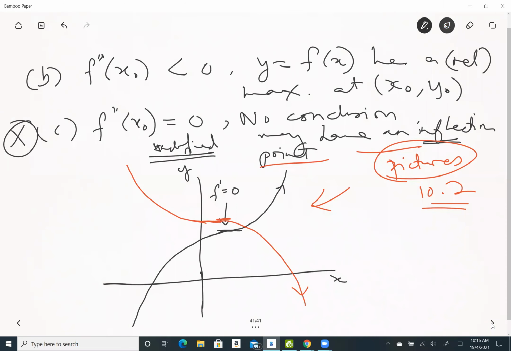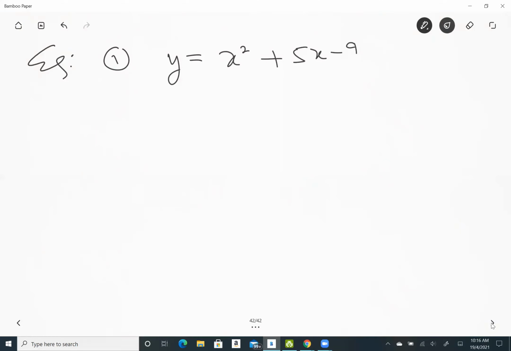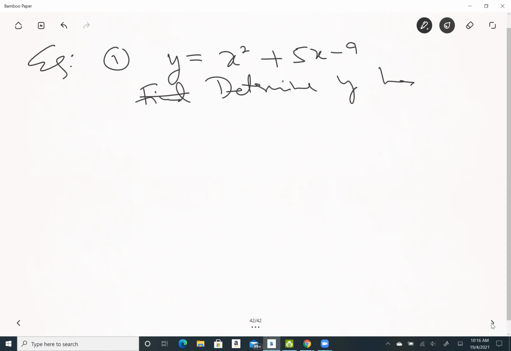So let's look at one or two examples of the second derivative test. Let's consider a simple example. Number one, let's say we have y equal to x squared plus 5x minus 9. So we have a quadratic function, and we know how it looks already from the first derivative test. But now we want to show the same thing using the second derivative test. So here, determine whether the function has a relative maximum or minimum, and then sketch the graph.